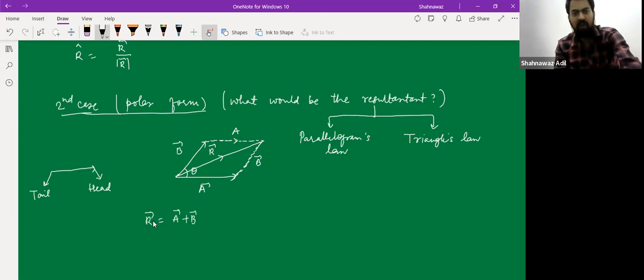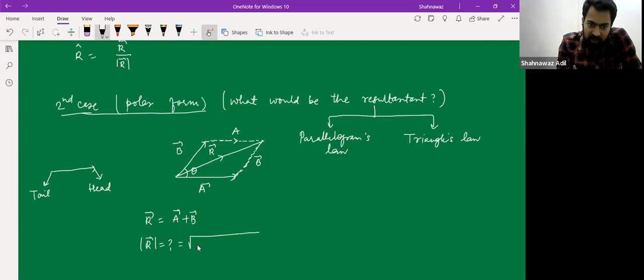Now the question arises, what would be the magnitude here? We will see that this would be simply the square root of a squared plus b squared plus 2ab cos theta. We will see that shortly, how that comes.